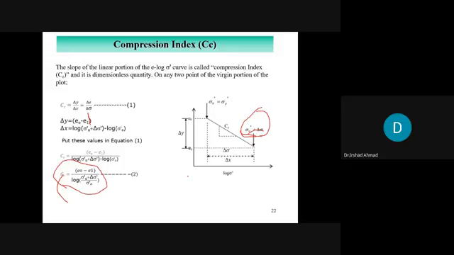So the points are not important, whether you take this point or this point or this point. Any 2 points on the curve will give you the same answer, right? As long as both your points lie on the straight line, from this equation you will get more or less the same answer.